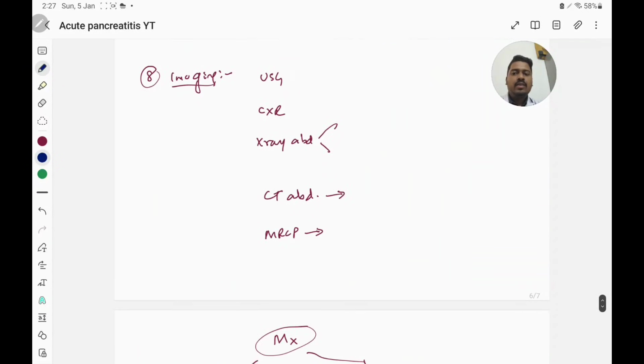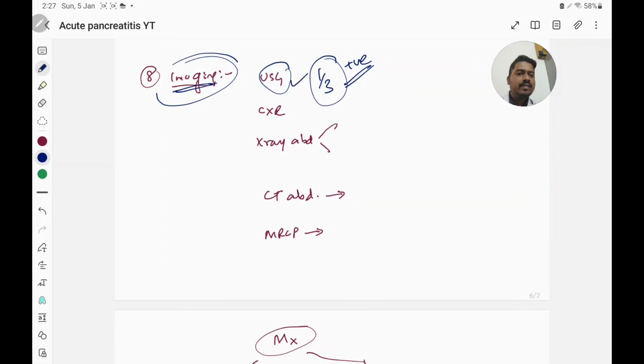Okay, so coming to imaging. Initially the imaging which we do is USG whole abdomen, but it will be positive in only 1/3 of patients, because in the rest of the cases there will be increased gas shadow, so the pancreas will be obscured. What you'll see is a bulky pancreas. That is the most common finding. Chest X-ray you will do to look for ARDS or pleural effusion.